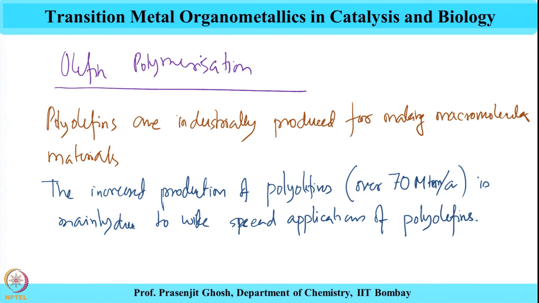So, this is mainly due to large scale applications of polyolefins. Polyolefins are applied for various purposes, and the demand for polyolefin is met by increasing the production, and really a large amount, about 70 megaton of polyolefins are being produced annually to meet the demand.